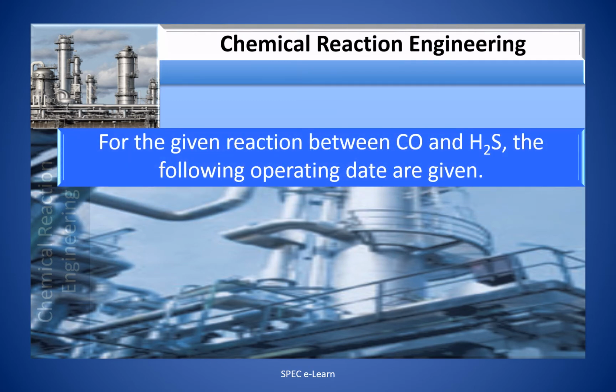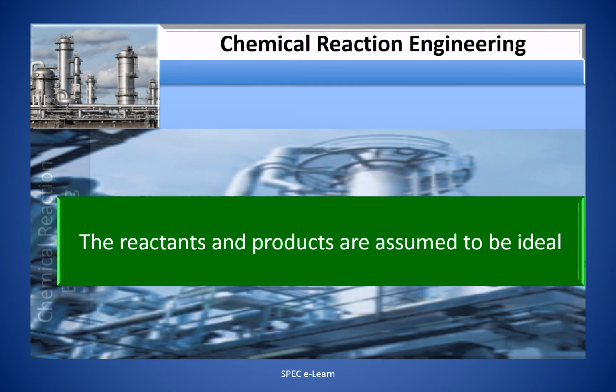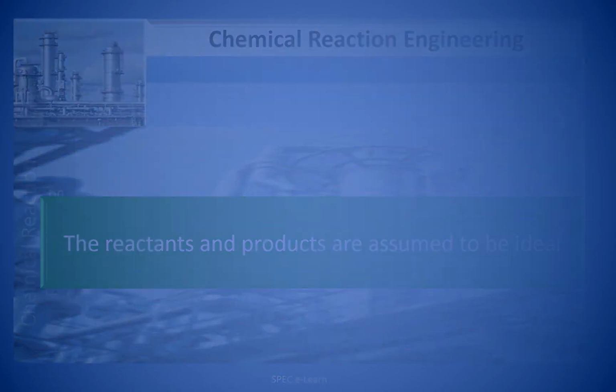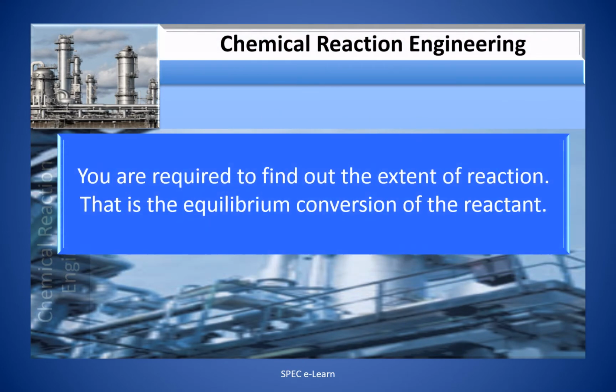For the given reaction between CO and H2S, the following operating data are given. The initial number of moles of H2S, 4 mole. Initial number of moles of CO, 1 mole. Temperature, 800 Kelvin. Pressure, 2 bar. The Gibbs free energy of the reaction is 22,972.3 joules per mole. The reactants and products are assumed to be ideal. You are required to find out the extent of reaction, that is, the equilibrium conversion of the reactant.